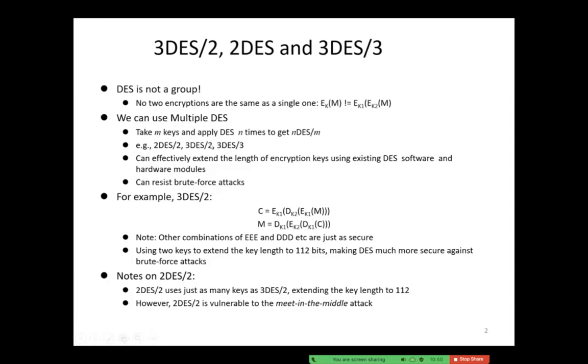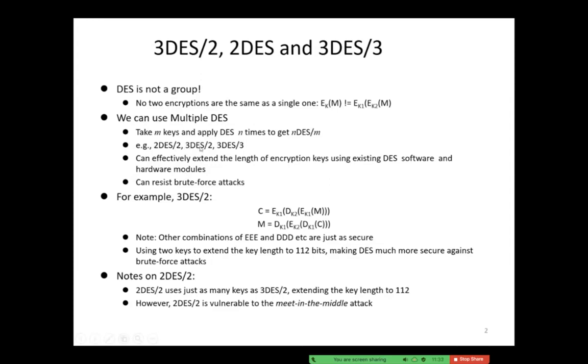So common ways to do it are 2DES/2, where you use two different keys and you apply DES twice. And you use two different keys, but you apply DES 3 times to get 3DES/2, or you use 3 keys and apply DES 3 times to get 3DES/3. Each time you use a different key.